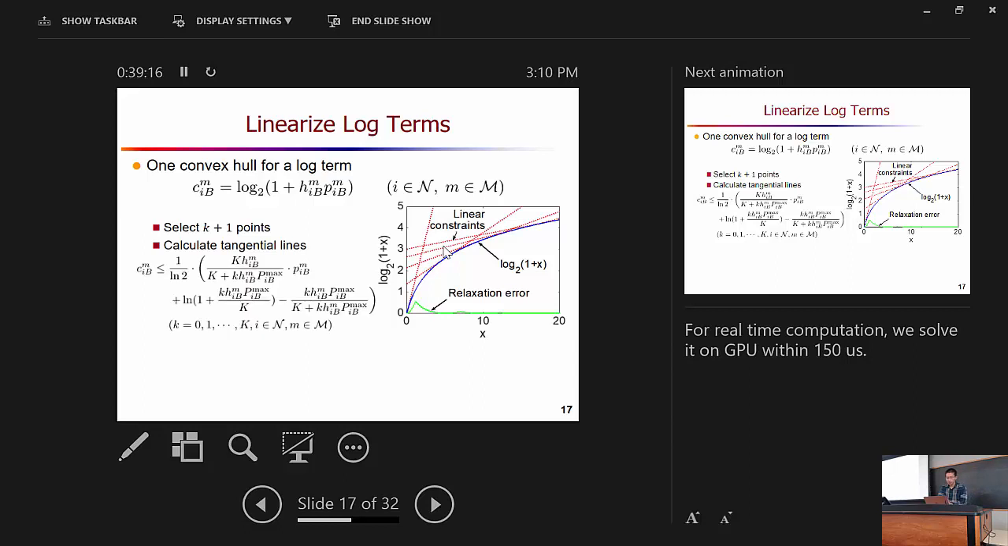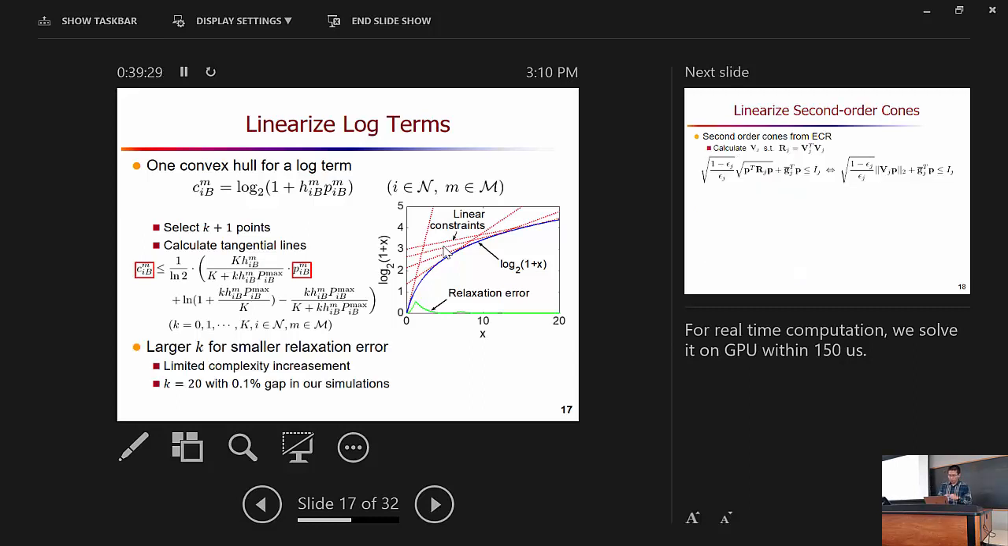The red lines are about something like that. It looks scary, but actually only these two terms are variables. Other things are just constants, so it's still a linear constraint. The larger K you have, the less error you have. In our simulations, we use 21 lines for one log term, giving about a 0.1 relative gap, so it's not that huge. And because these are linear constraints, it does not increase complexity that much.